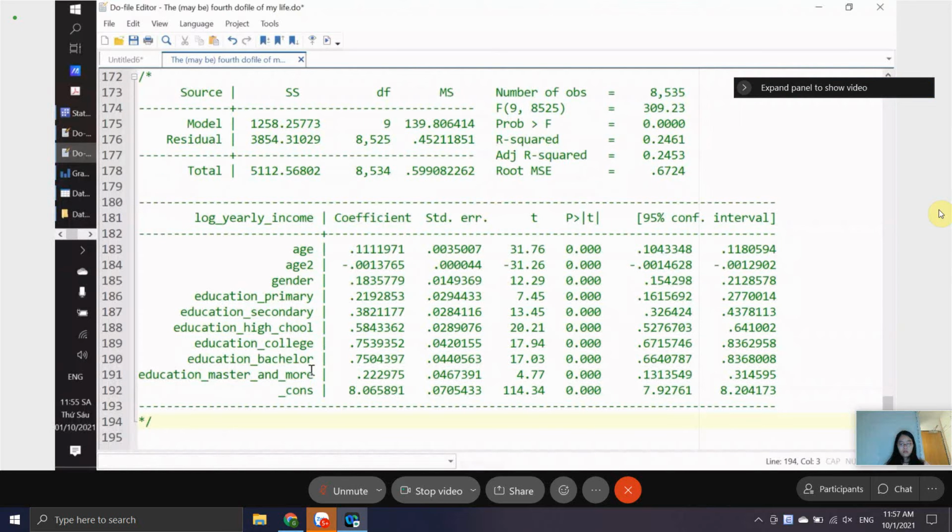Now the coefficient of education master and more. I am in deep trouble. I will fix the problem later. But the coefficient of primary education is 0.2193.